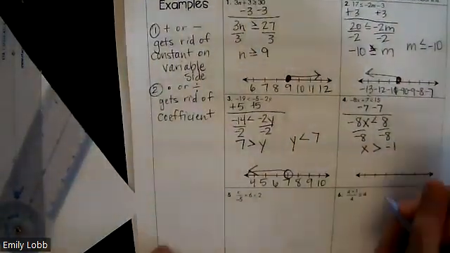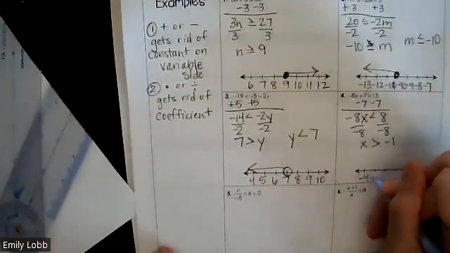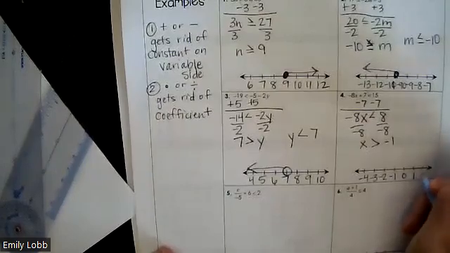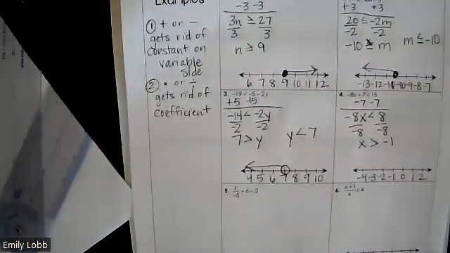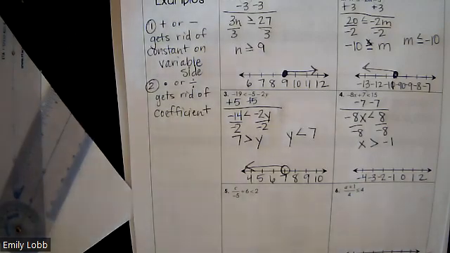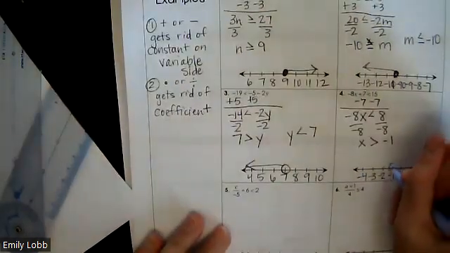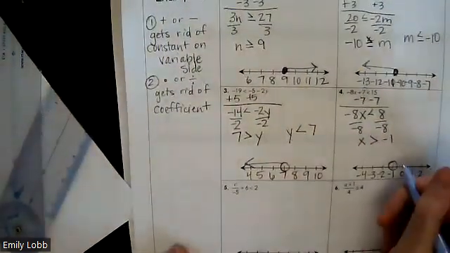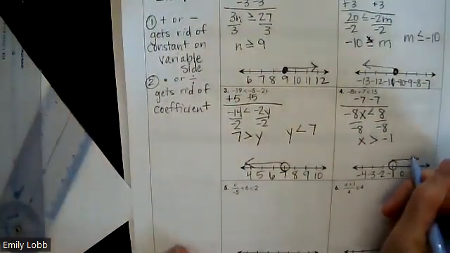Negative 1 minus 3 is negative 4. Negative 3, negative 2, negative 1, 0, 1, 2. So at negative 1, I have an open circle because it doesn't say that it could be equal to it, and my arrow is pointing to the right.